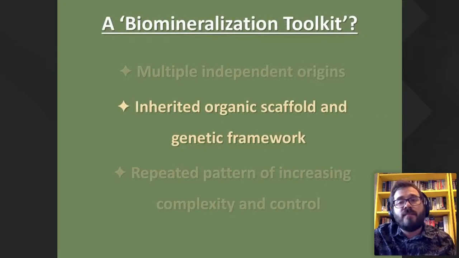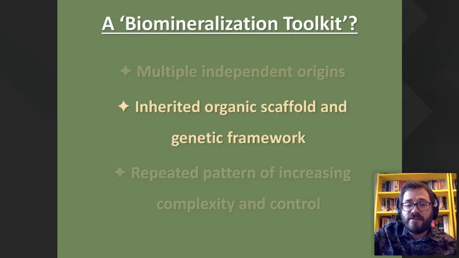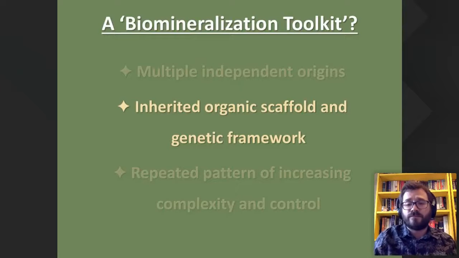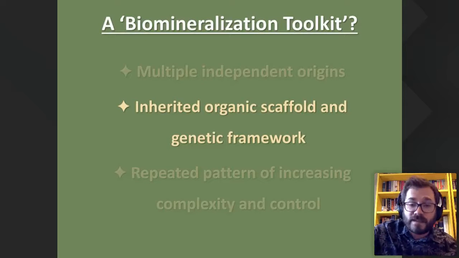So the second observation that this so-called toolkit hypothesis suggests is that there should be an inherited organic scaffold, a precursor soft skeleton, and also the genes required to build those skeletons.